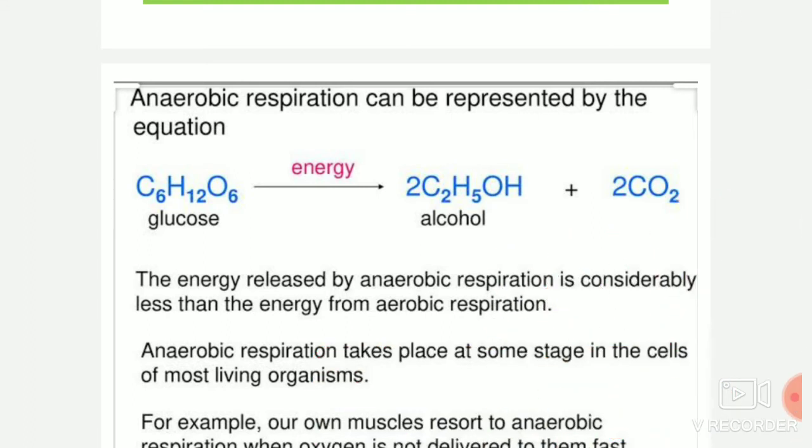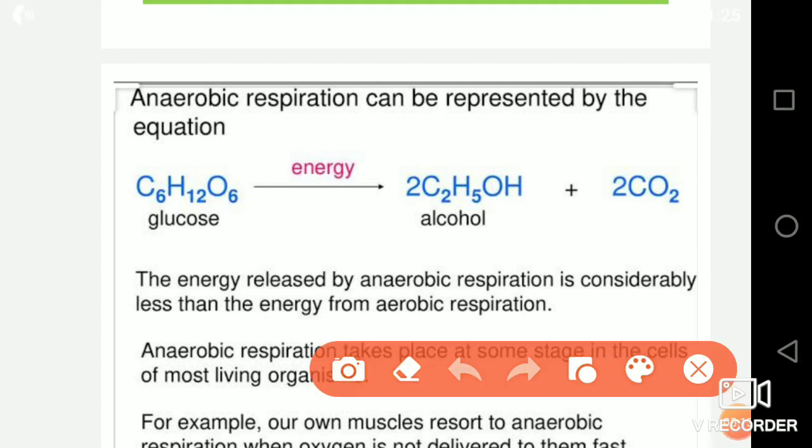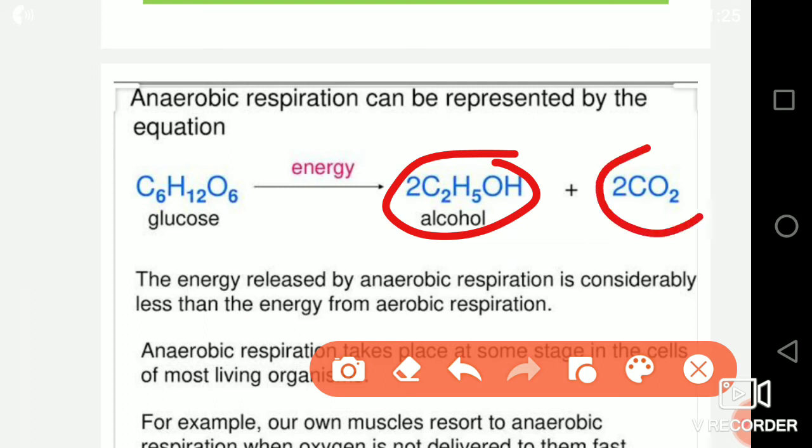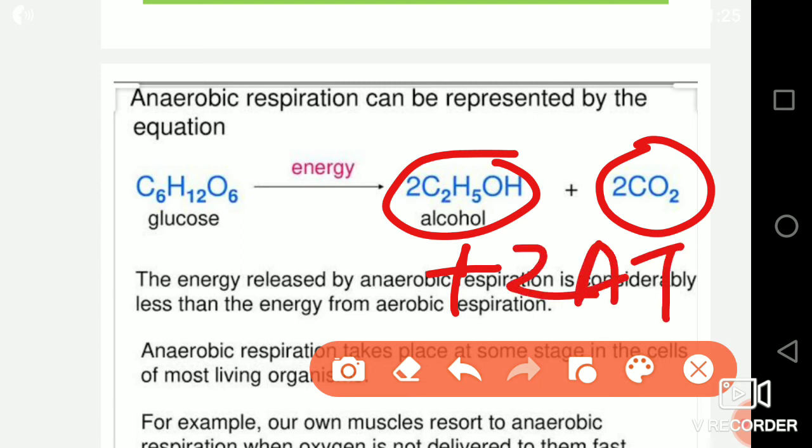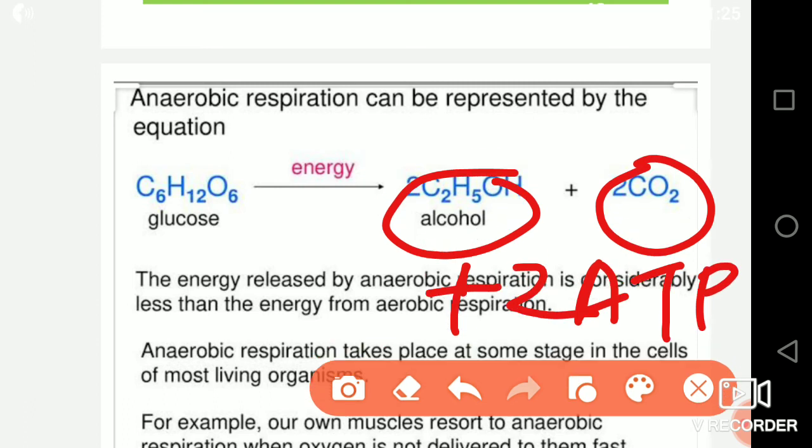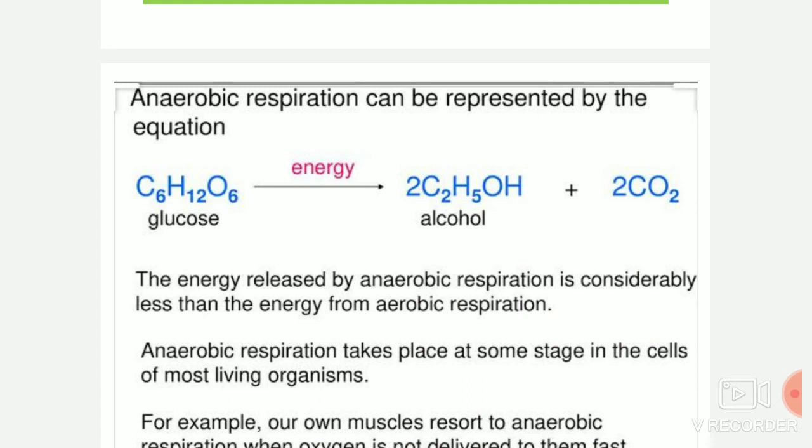Once again I am explaining. Here the glucose will break down without using oxygen, and it will break down into alcohol and 2 carbon dioxide. Along with that, one more thing will be there, the 2 ATP. 2 molecules of energy will be released. So the energy released by anaerobic respiration is considerably less than the energy from aerobic respiration.